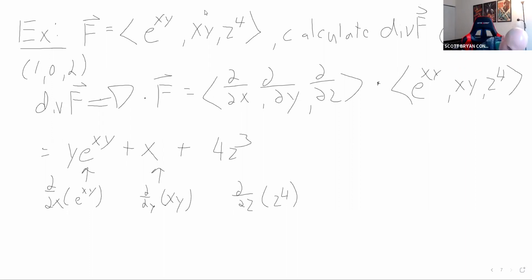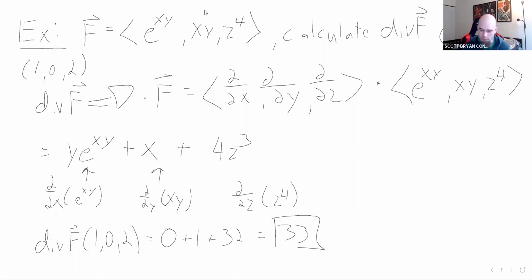And then plugging in the point 1, 0, 2, just replace x with 1, y with 0, z with 2. We get 0 times e to the 0, which is 0. x just becomes 1. And 4z cubed becomes 4 times 2 cubed, 4 times 8, which is 32. We get 33.